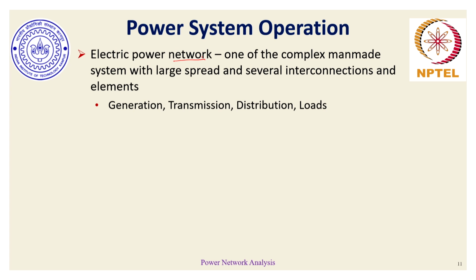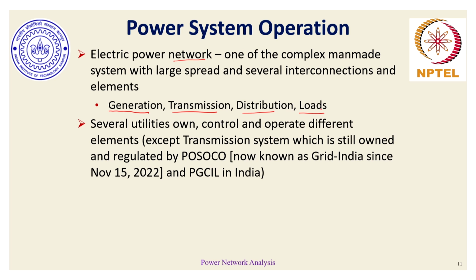Coming to the system operation perspective, it's pretty evident that the electrical power network that we have is one of the most complex man-made networks with a lot of interconnections, in which we can categorize this network into four distinct entities. The first being generation, second being transmission, third being distribution, and finally the loads. All these entities are owned, operated, and controlled by several entities.